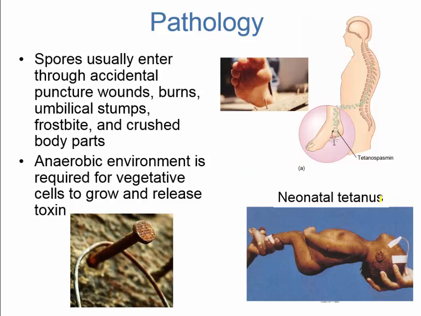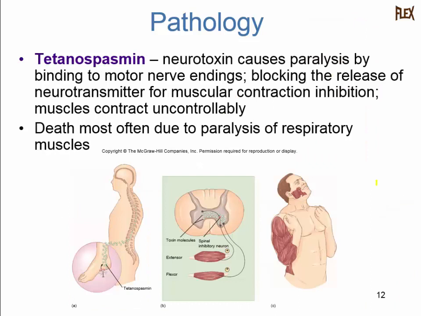The tetanus toxin causes things like neonatal tetanus. You can see that this baby is suffering from tetanus. All the muscles are completely constricted, which is really quite deadly. Neonatal tetanus or tetanospasms are essentially paralyzing, and they can paralyze the body and the respiratory muscles. Patients will potentially die from asphyxiation due to the failure to use the diaphragm muscles to breathe.